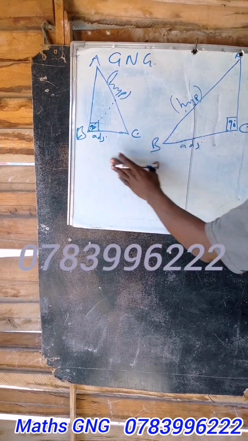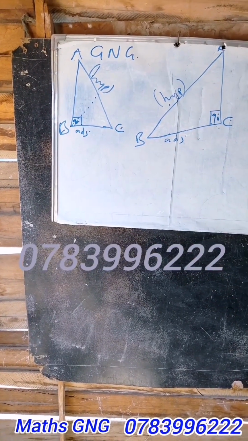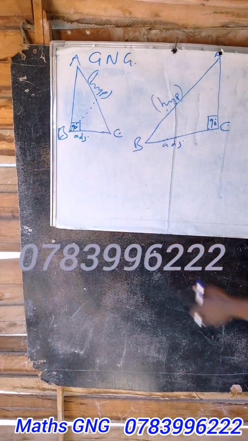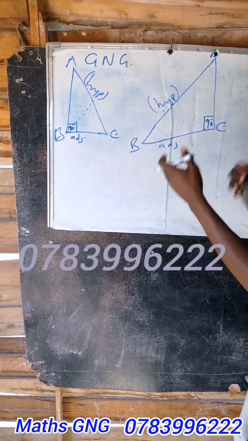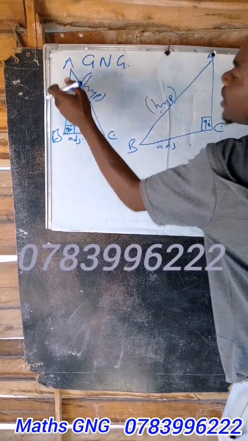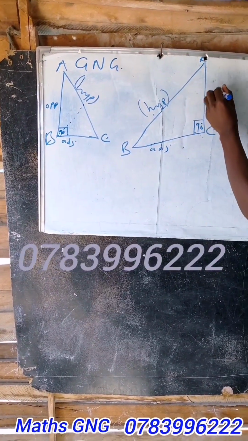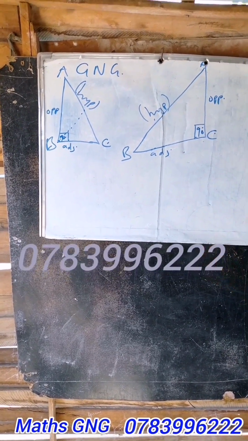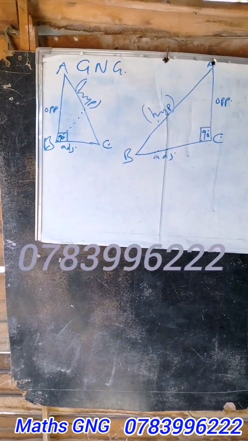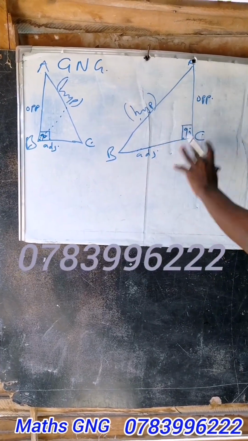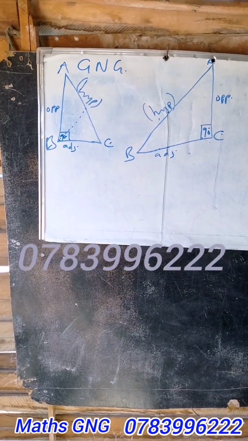When we use SOHCAHTOA, usually adjacent and opposite swap sides. The remaining side is called the opposite side. Right? We will explain that. So these are the three sides we will be using in Pythagoras theorem.